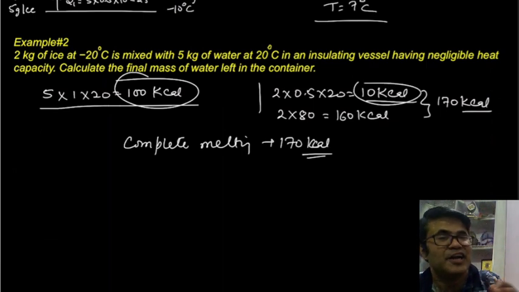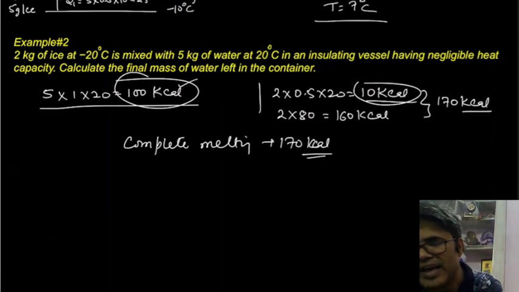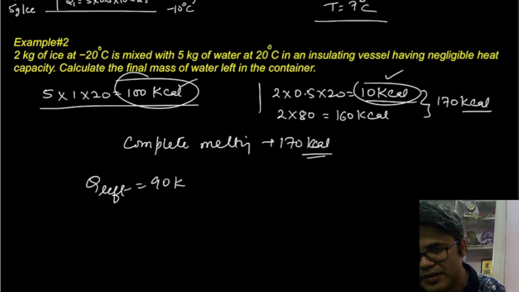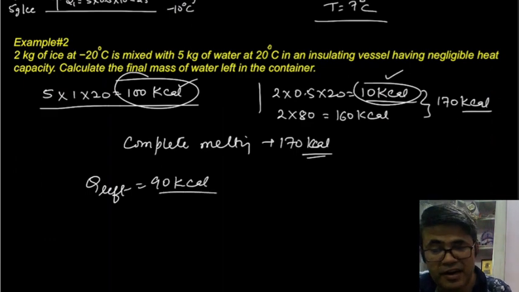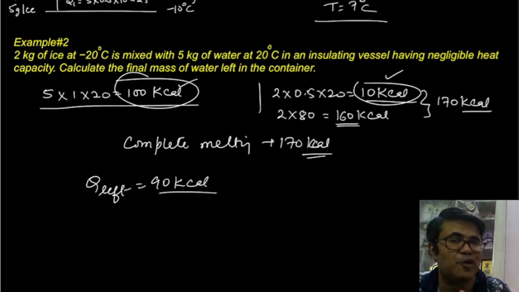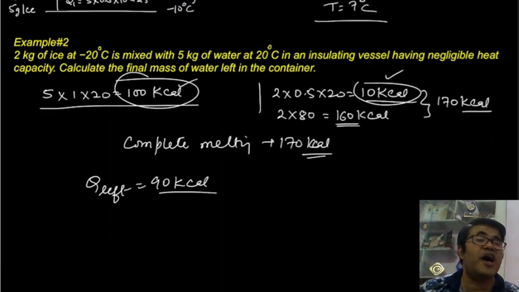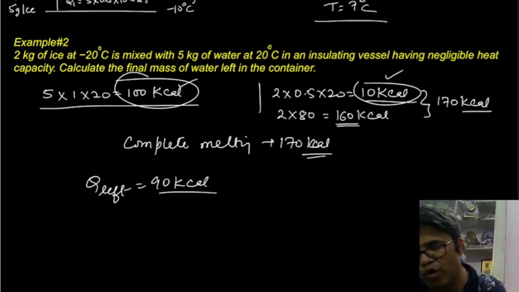So what you have, till the ice reaches 0 and till the water reaches 0 without any phase change, you have 100 kilocalorie heat supplied but 10 kilocalorie absorbed. So what you are left with? You are left with the heat of 90 kilocalorie. So the demand in the next step was 160, but now you have only 90 kilocalorie. That means ice will partially melt. Not the whole ice will melt, but it doesn't mean that ice won't melt at all. It will melt.